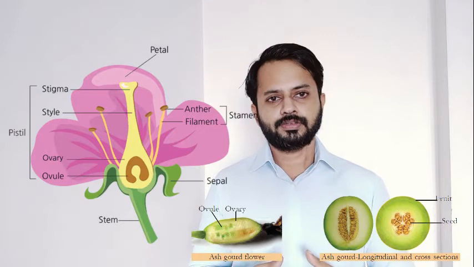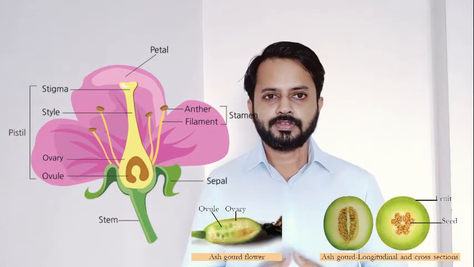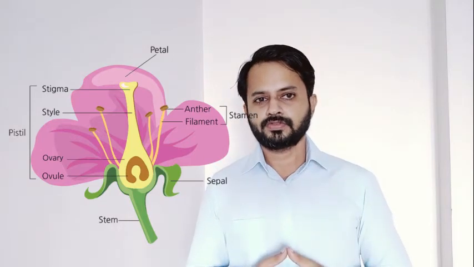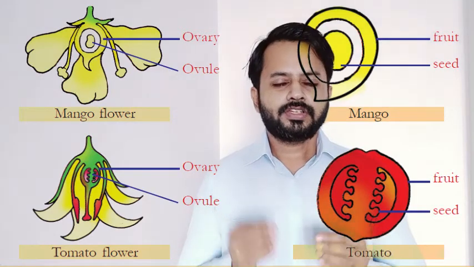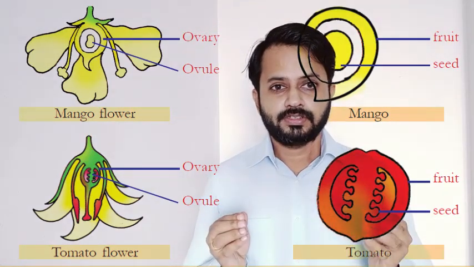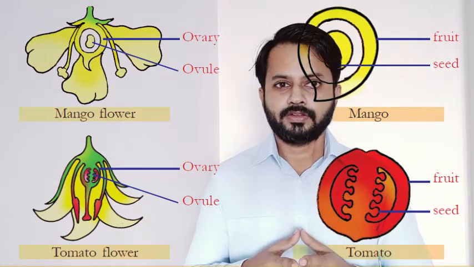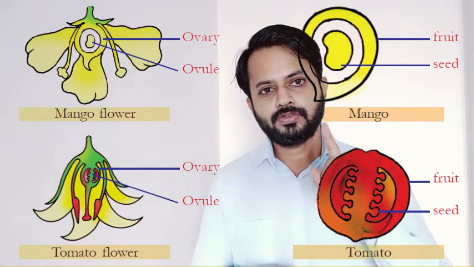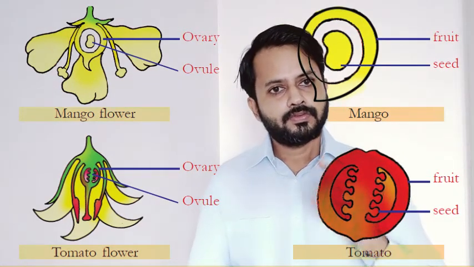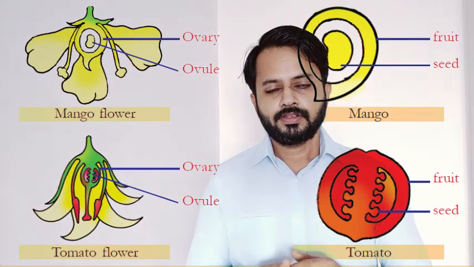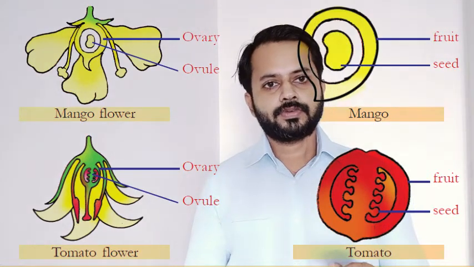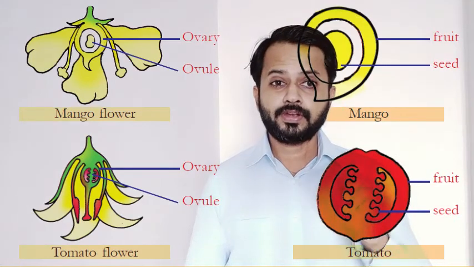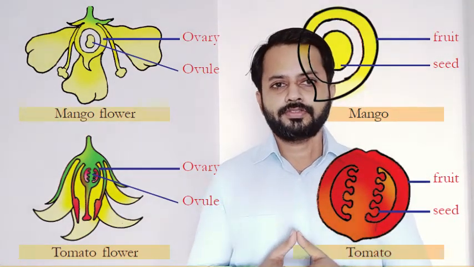Next, we are going to discuss types of fruits. There are mainly three types of fruits. When flowers change to fruits, from some flowers only one fruit will form. For example, from a mango tree, one flower will change into one mango. In tomato also, one flower will change into one tomato. Such fruits are known as simple fruits. When one flower gives only one fruit, these types of fruits are known as simple fruits.